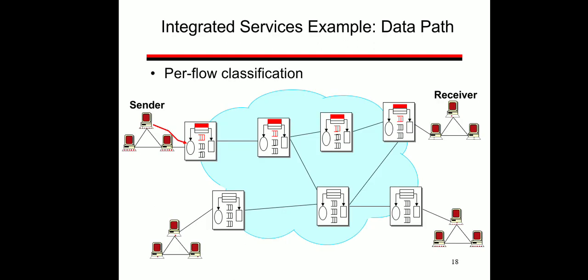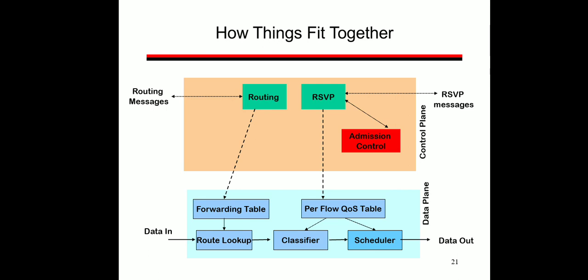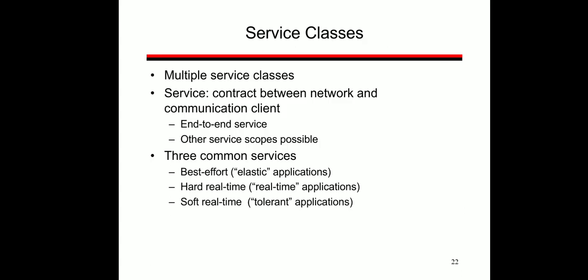So per flow classification. This is an integrated service example. Per flow scheduling. How things fit together. Here in this figure we can see that in a clear manner. Then service classes. Multiple service classes are available. The service contract between the network and the communication client is called the service. There are multiple service classes available. End-to-end service, other service scopes possible.